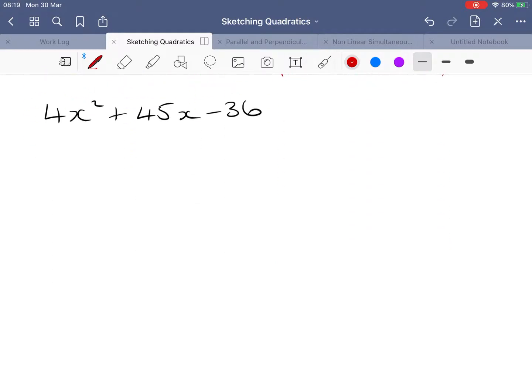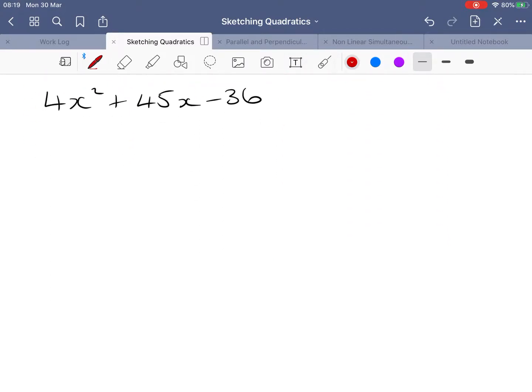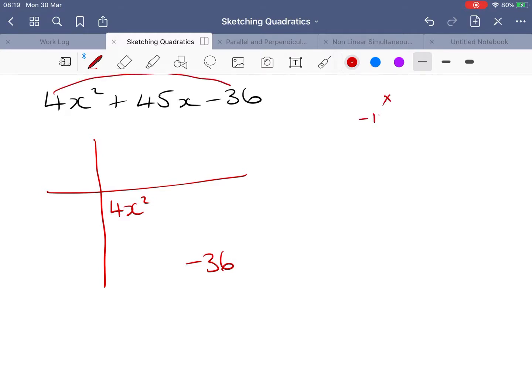Okay, right, I'm going to do one more example. So again, I'm going to start with my grid. I know my 4x squared goes in the top left. My minus 36 goes in the bottom right. Then my two numbers have to multiply to make minus 144, because that's what 4 times minus 36 is. And they've got to add to make 45. Doesn't look particularly nice, but let's do the factors. 1 and 144, 2 and 72. 3 does go into it, and I'm just going to do it on my calculator. And I've got 3 and 48, and there we go. That's the one I want.